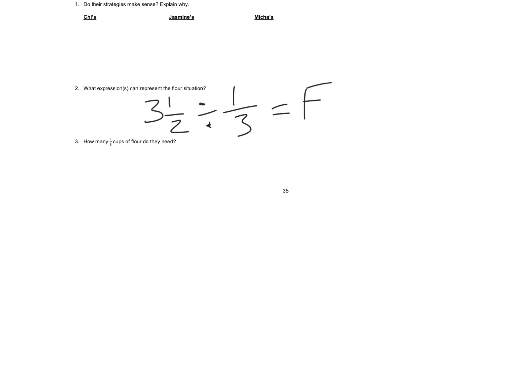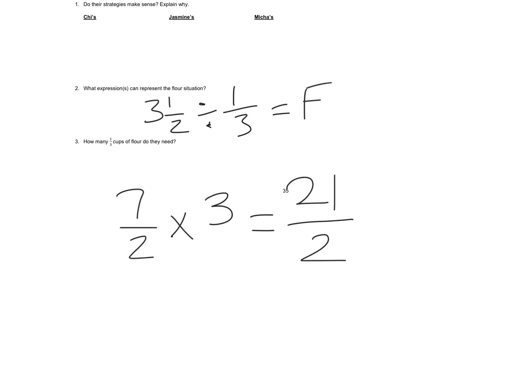So we can convert this. 3.5, I'm going to make that into an improper fraction. So 7/2 times 3, because I'm doing the opposite. If I'm dividing by 1/3, I'm multiplying by 3, and that's 21/2. And I can get 10 wholes out of that. 10/2 would equal 20, and then 1/2. So 10.5. So how many 1/3 cups of flour will they need? They're going to need 10.5 1/3 cups.